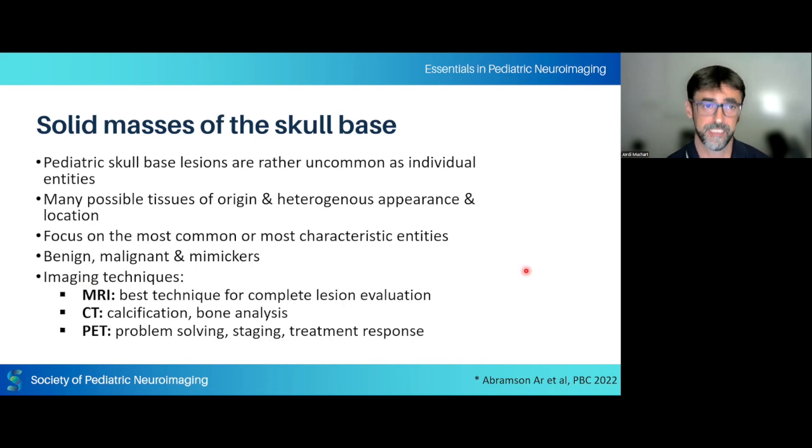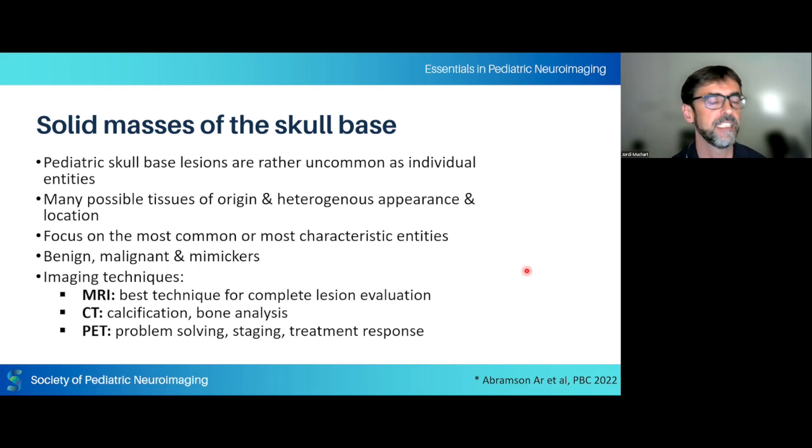Pediatric skull-base lesions are rather uncommon as individual entities. They can arise from many different tissue types, they can have a heterogeneous appearance, and they can appear in different locations. So there might be some overlapping of this lecture with others, but I think it reinforces the message that we are all focusing on the most common or most characteristic entities.